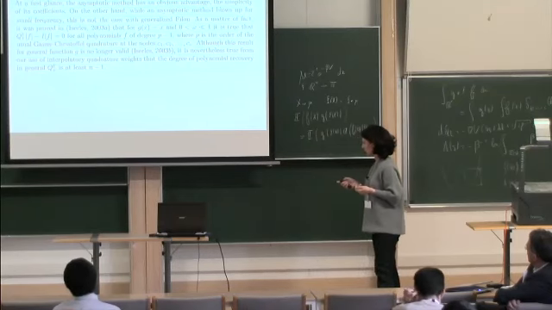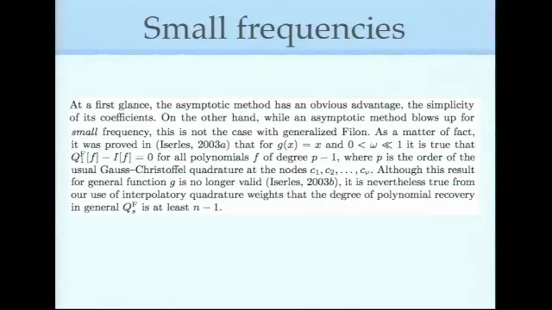So we can see that at first instance, the asymptotic method had the advantage of a much more compact and simple formula, while Filon quadrature has a slightly more complicated expression. But at the same time, we know that the asymptotic method blows up for small frequencies, while this is not the case for the Filon-type method. And it was shown in the paper by Iserles that for g(x) equal to x and small frequencies, the approximation by the Filon quadrature is exact for polynomials of degree p minus 1.